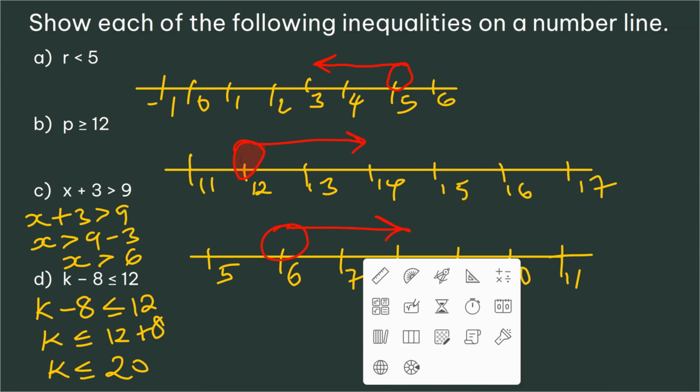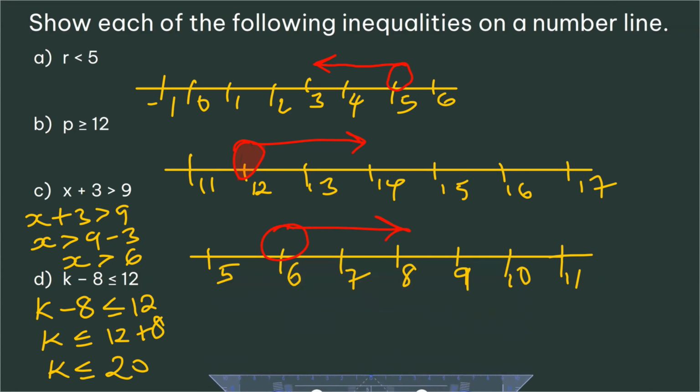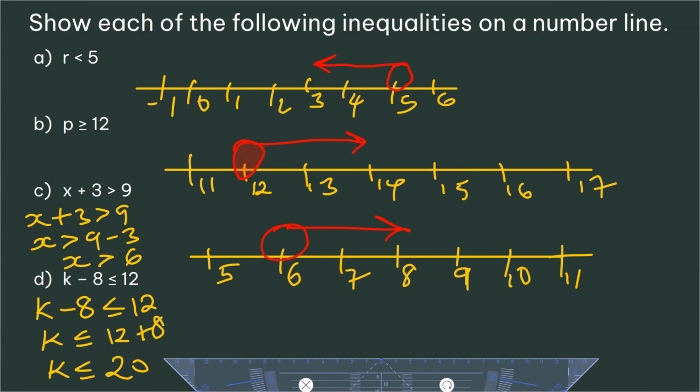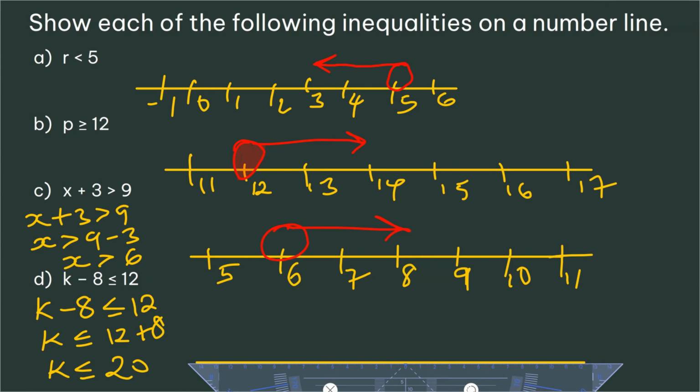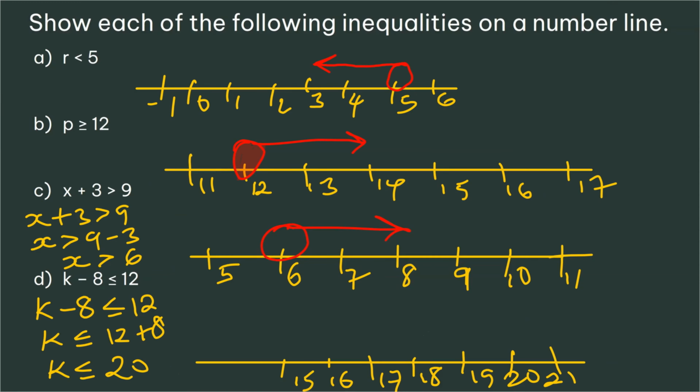Let's do our number line. Our number line here. Yeah, it's a bit longer. So that is the line. And now we just want to show that k is less than or equal to 20. So let's start at 21, or we can start anywhere, but let's start at 21, and then we have here 20, 19, 18, 17, 16, 15, 14.